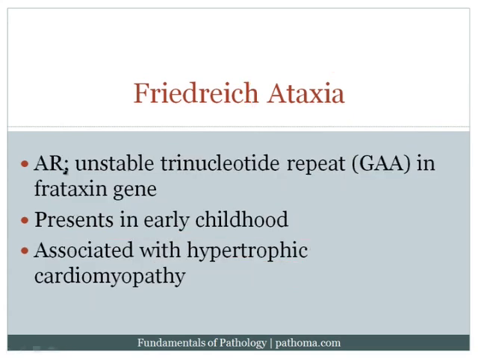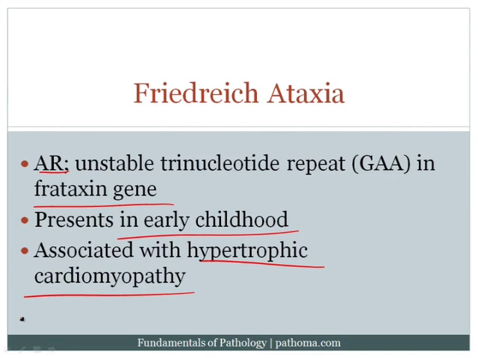Now this is an autosomal recessive disorder characterized by an unstable trinucleotide repeat in the frataxin gene. High yield to note that the frataxin gene is essential for mitochondrial iron regulation, and of course if you cannot regulate iron properly, you increase the risk of developing free radicals via the Fenton reaction, and so again here you would also get free radical damage to the neurons. Now this presents in early childhood, and another high yield association is that these patients can have hypertrophic cardiomyopathy. Examiners like to go after that as well. And that concludes our discussion of spinal cord lesions.